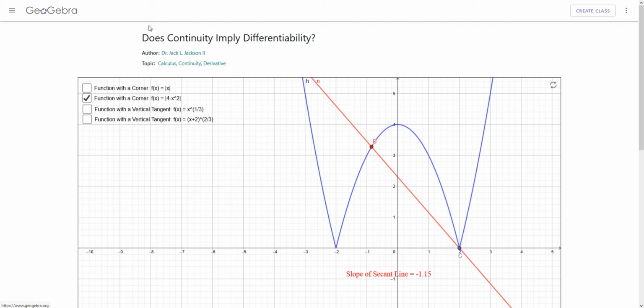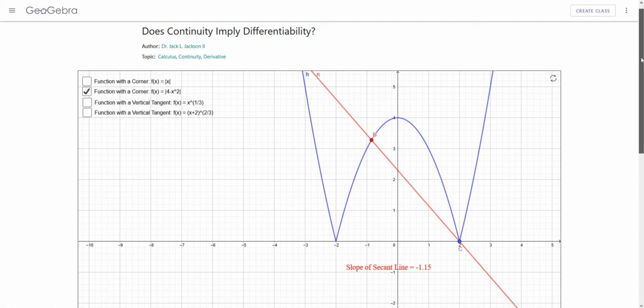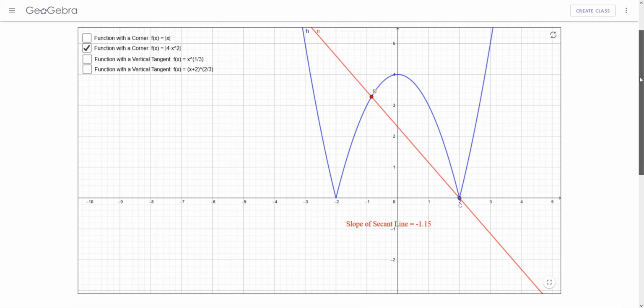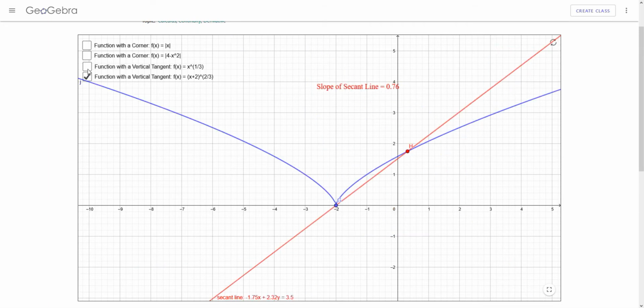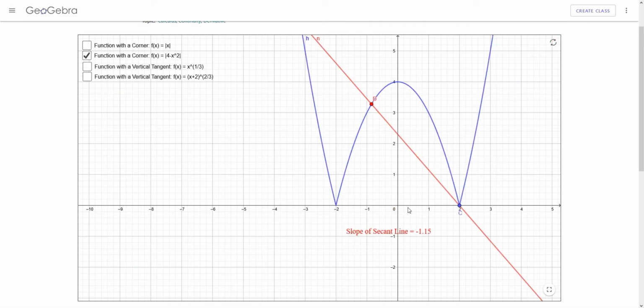Now, I'm using a GeoGebra app that I wrote, and this is available at the GeoGebra site. Let's look here at the function. This one has 4 choices of functions. If I start with this one here, all 4 of these functions are continuous everywhere. Notice this is all one connected piece. The blue graph is the actual function. The formula is here: f of x equals the absolute value of 4 minus x squared. And our point of interest is this point C, which is the point (2, 0).